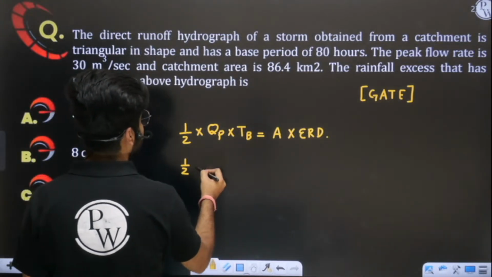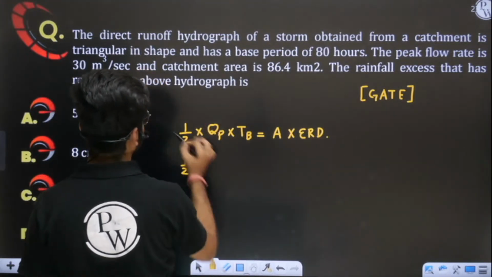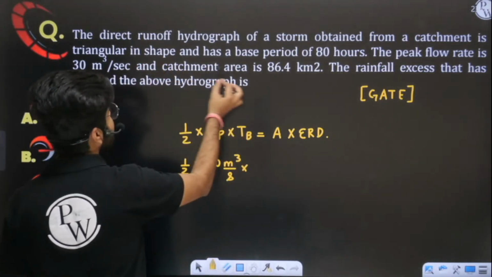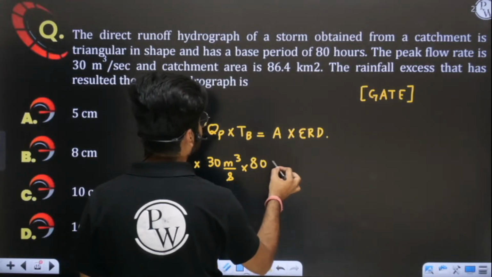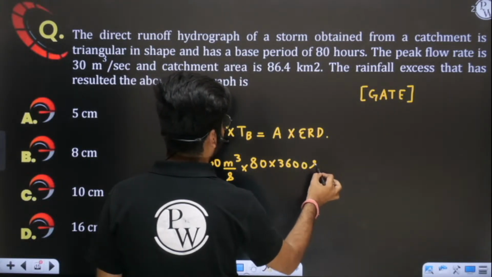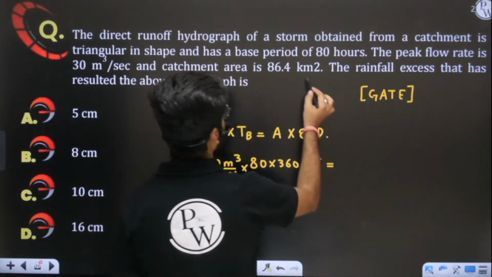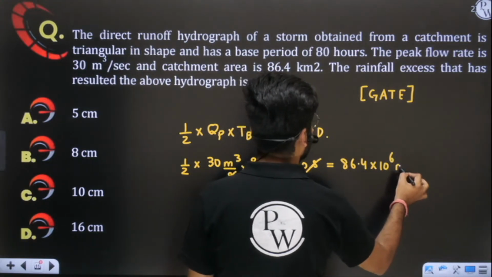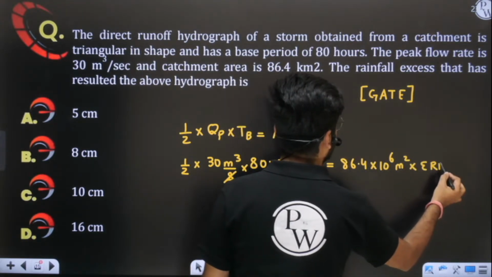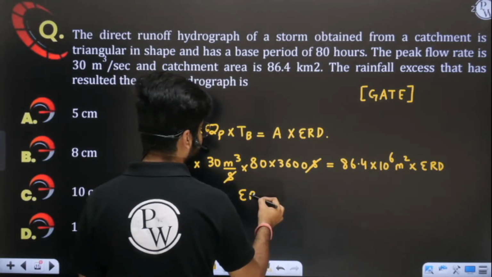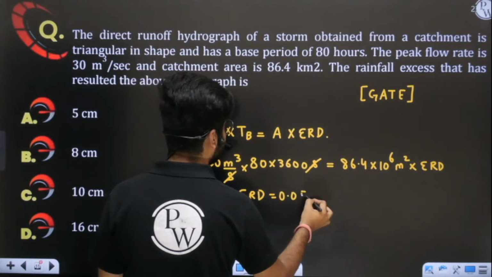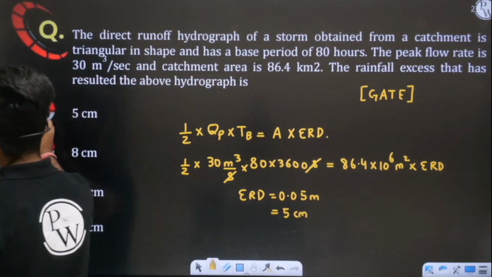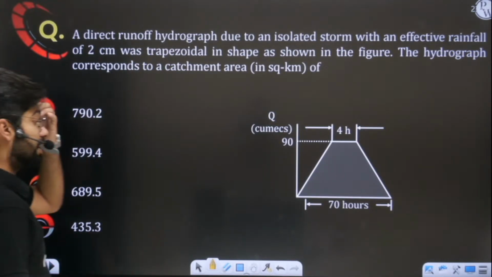Sir, everything is given to me. Peak flow rate is 30 meter cube per second, so QP is 30 meter cube per second. Base time is 80 hours. Convert this 80 hours into seconds. Okay, second will get cancelled. Catchment area is 86.4, so 86.4 into 10 power 6 meter square. When you solve it from here, you will get the effective rainfall depth as 0.05 meter. If you convert into centimeter, it will be 5 centimeter. Yes, you are getting the absolutely correct answer.